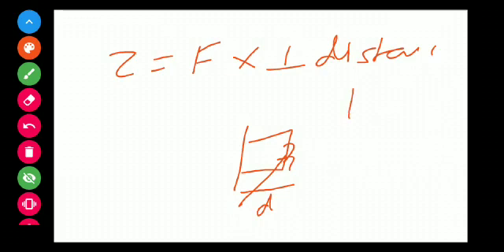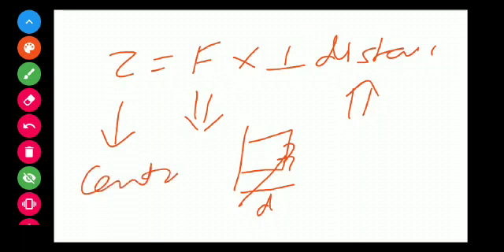So with increase in perpendicular distance there is decrease in force for constant torque. This is the application of torque, that is, for a small force we increase the distance. So with increase in distance we need a small force to produce the same torque.